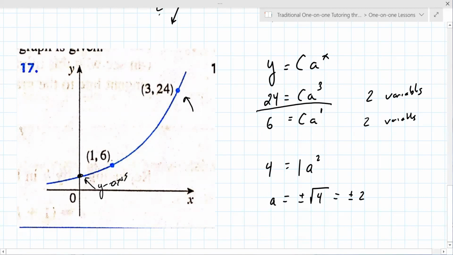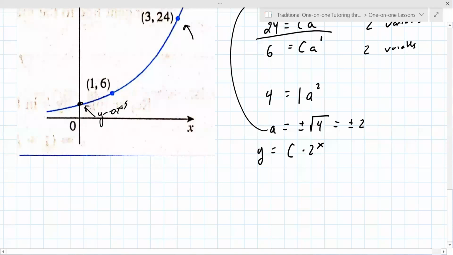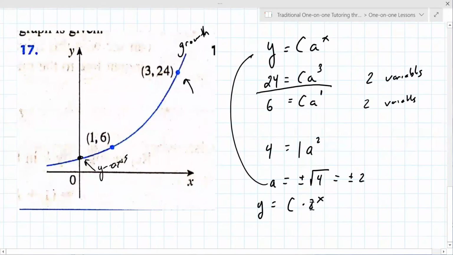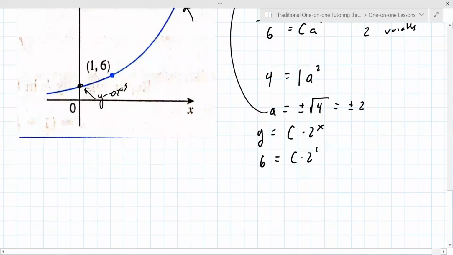Now, based on the fact that it's a growth, it would be positive 2. But if you didn't have the graph, and I'm sure your instructor probably just gives you the points, you might not see that right away. Okay, so you go back to the original and you write y equals c times 2 to the x, and you just use one of the ordered pairs to find the value of c. So I'm going to use this first one, 6 equals c times 2 to the power 1. And you solve for c. Right, and c equals 3.